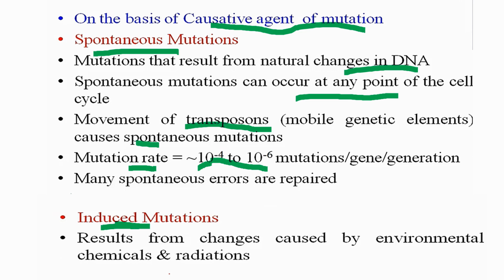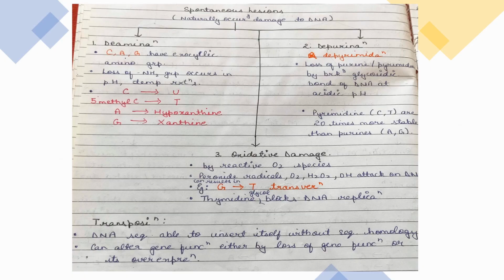Now next is induced mutation. Induced mutations result from changes caused by external environmental chemicals and radiations. Now spontaneous lesions are the naturally occurring damage to DNA. They can be of three types: deamination, depurination, or oxidative damage.